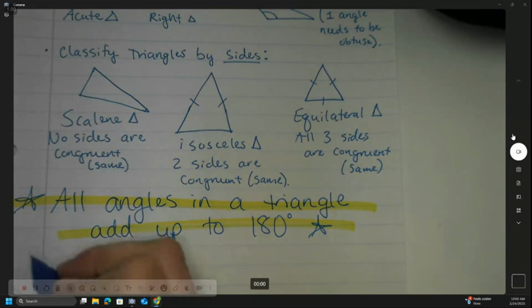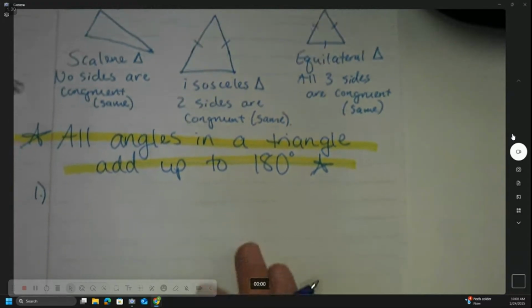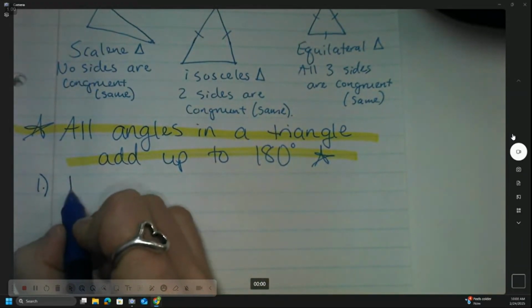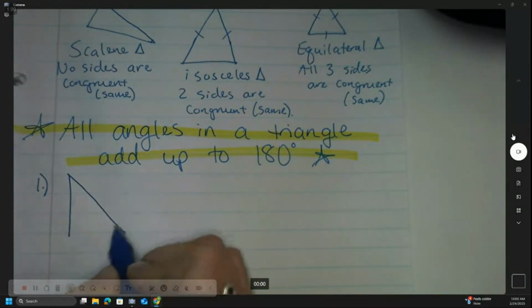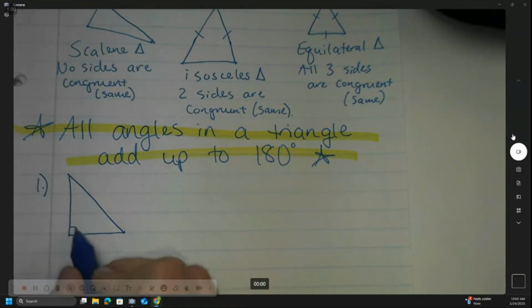So, for example, number 1, you're going to have to find some missing measurements on a triangle as well. I'm going to go ahead and draw a right triangle, and so are you. There's a square indicating that it's a right triangle. This angle right here is a right angle.